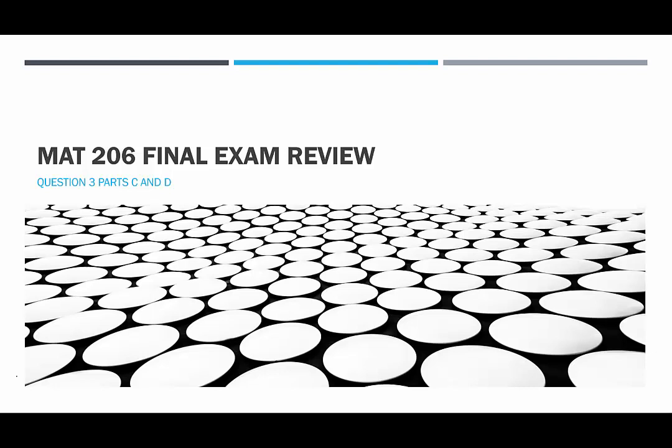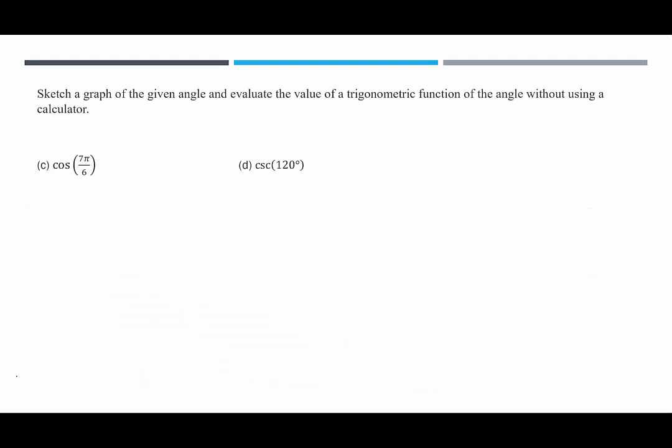In this video, we are going to look at question 3, parts C and D of the Math 206 final exam review. For this question, we are asked to graph the given angle and evaluate the trigonometric function at that angle without using a calculator. So the first thing I want to do, we have cosine of 7 pi over 6. I'm going to go ahead and sketch this. 7 pi over 6 would terminate in quadrant 3. It'd be like right here. So it would look like this.